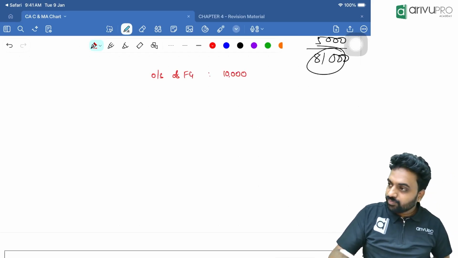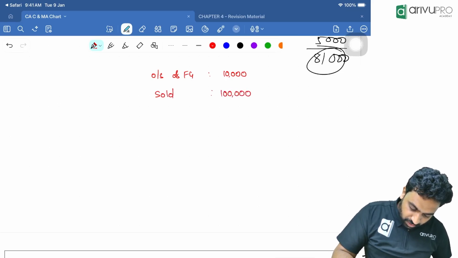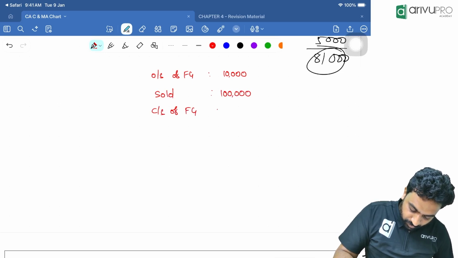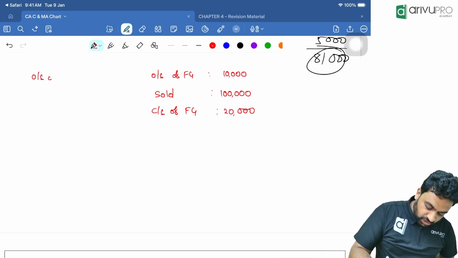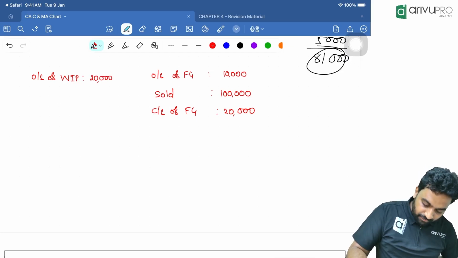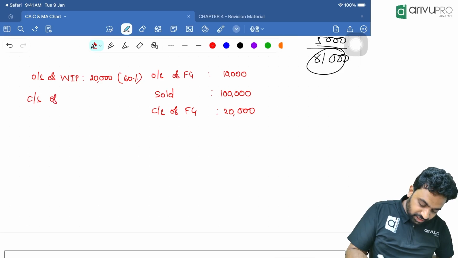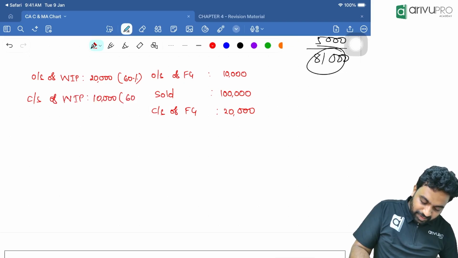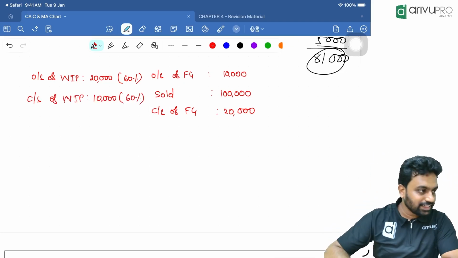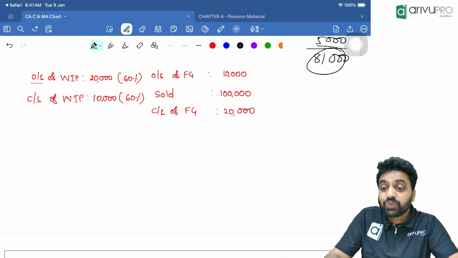10,000 units. Correct now? Sold is how much? 1 lakh units. Closing stock of finished goods how much? 20,000. Correct now? Now, opening stock of WIP how much? Let's say 20,000 units, which are 60% complete. Closing stock of WIP is how much? 10,000, let's say, which are 60% complete. Keep this also 60%. Now listen guys, we want to know exactly how many units were produced during the period.